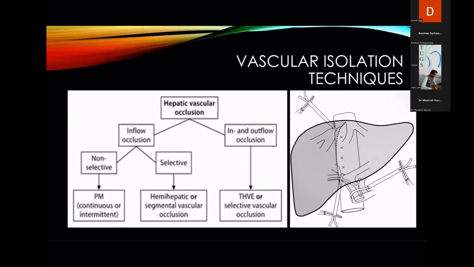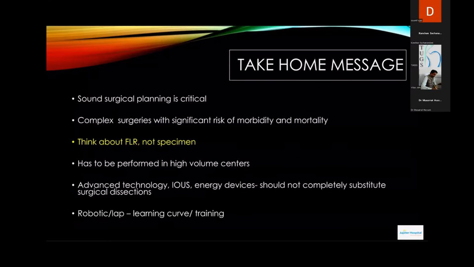Then you can selectively isolate your vascular pedicles in hemihepatectomies, wherein you do a Pringle maneuver or a hemi-Pringle maneuver for only the right or the left vascular pedicle. And you can include a hepatic venous occlusion, which is called a total hepatic vascular occlusion or a selective vascular occlusion, in cases which have large tumors and a high propensity for blood loss.